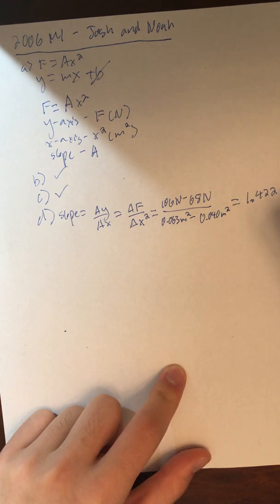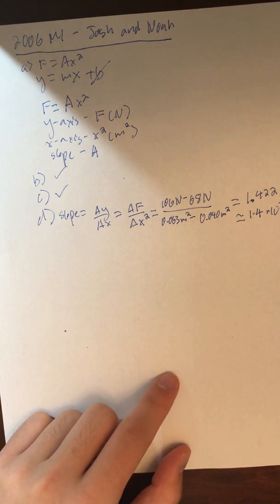But if we're adhering to sig figs, we're going to use scientific notation, and that's about 1.4 times 10 to the third. And for units, since it's newtons over meter squared, newtons per meter squared. So that's part D, where we find the slope.